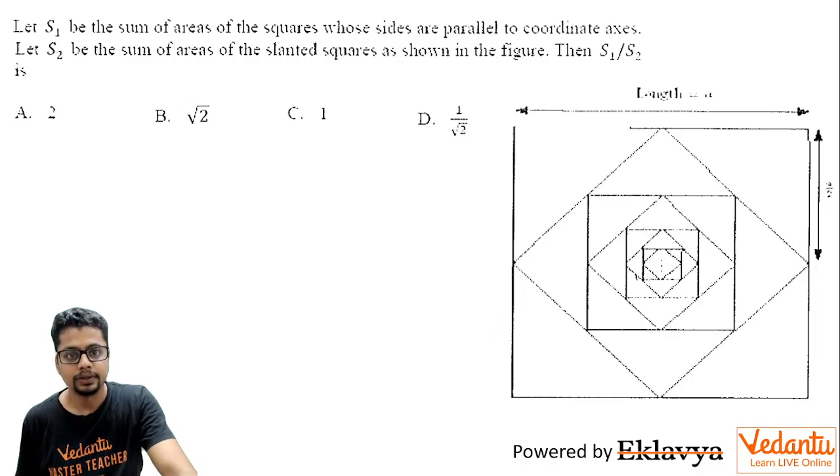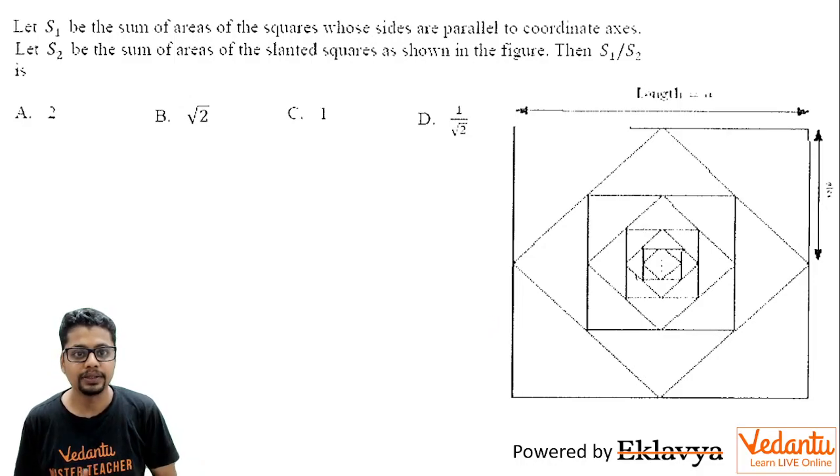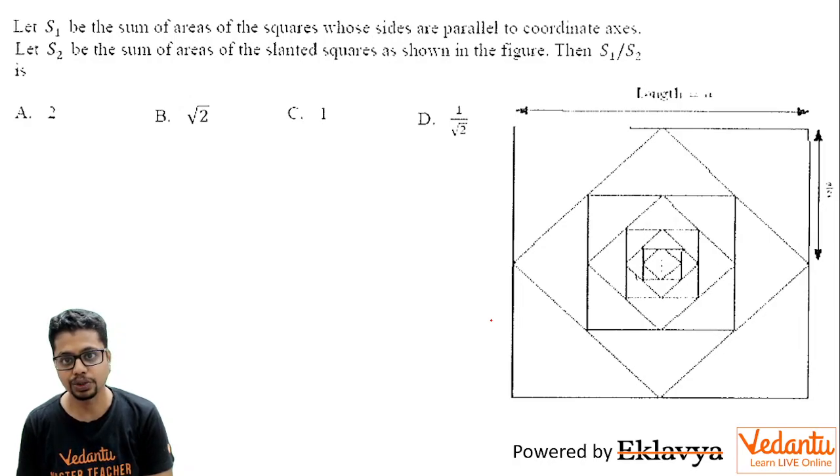Hi everyone, the question is, let S1 be the sum of areas of squares whose sides are parallel to coordinate axis. Let S2 be the sum of areas of the slanted squares as shown in the figure. Then S1 by S2 is equal to what? Now there are infinitely many such squares.